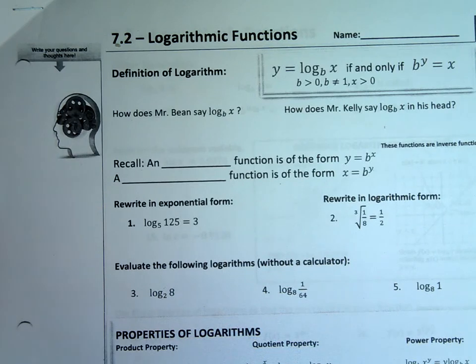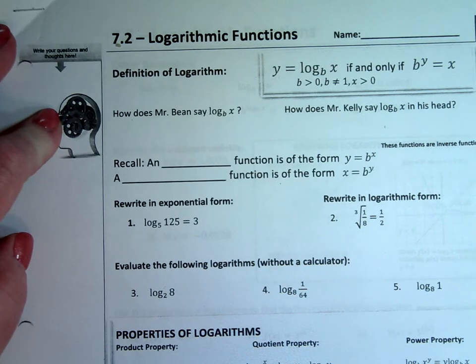All right, pre-calculus kids, we're looking at section 7.2 on logarithmic functions. Section 7.1 was on exponential functions. And guess what? They're inverses of each other. So there's going to be a lot of similarities in the way that we treat them and the way that we work with them. So a couple things you need for today's lesson.